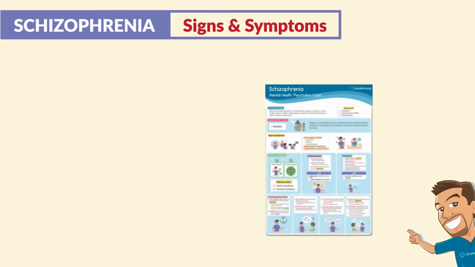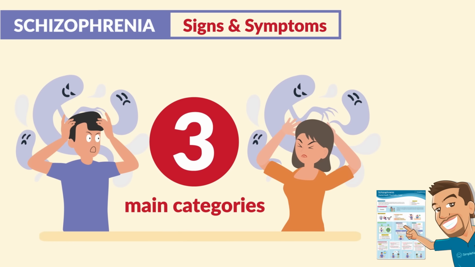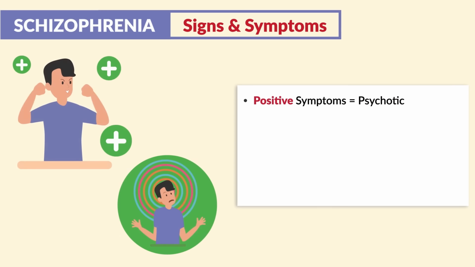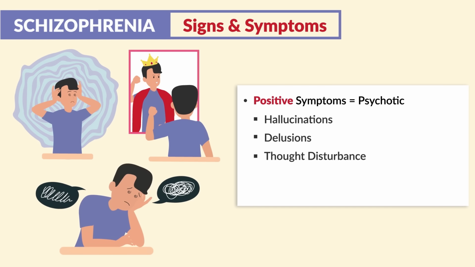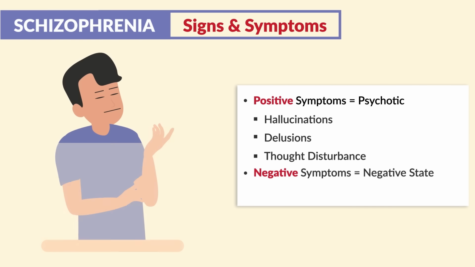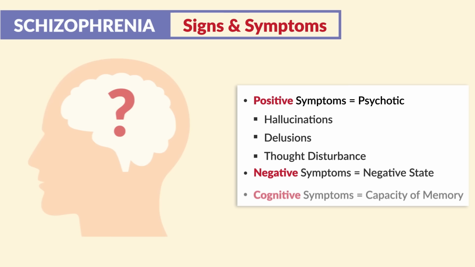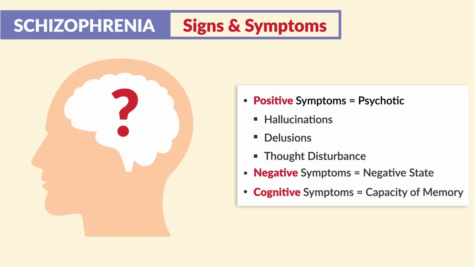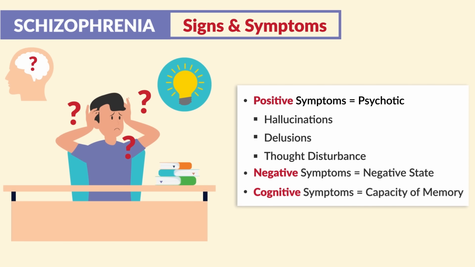Now for the signs and symptoms, this varies from patient to patient, but there are 3 main categories to know for your exams. Number 1 is positive symptoms. This is known as psychotic symptoms. So the big ones to write down: hallucinations, delusions, and thought disturbance. The second big category is negative symptoms, or a negative state, where the client shows lack of emotions and facial expressions. And the third is cognitive symptoms, or capacity of memory. Clients have difficulty understanding and learning new things.